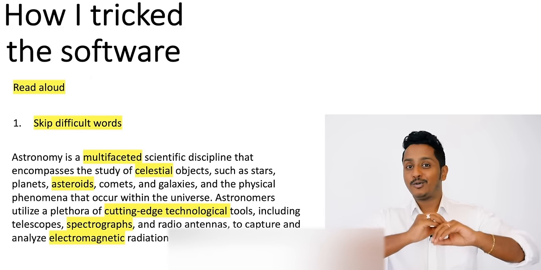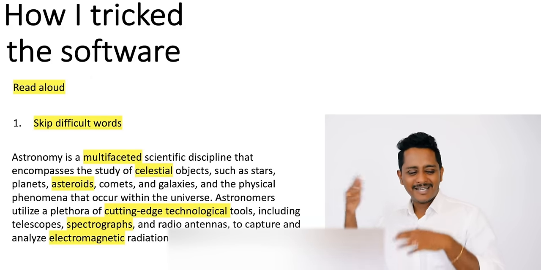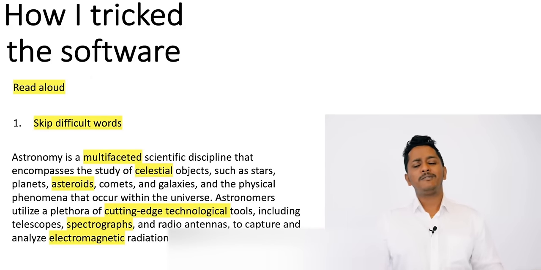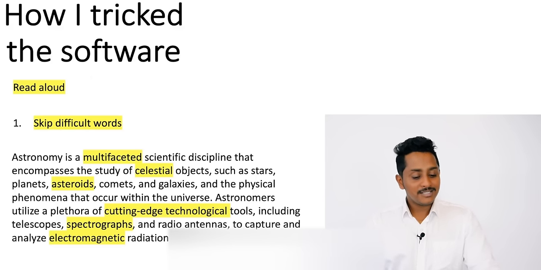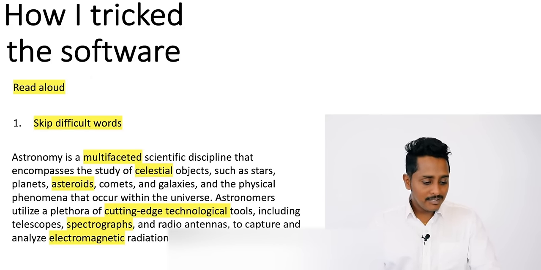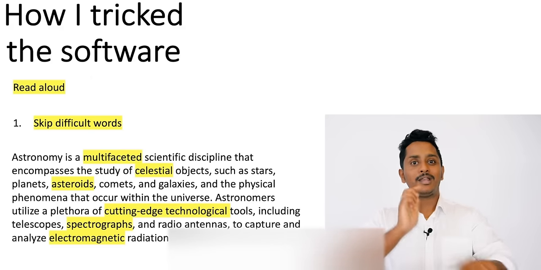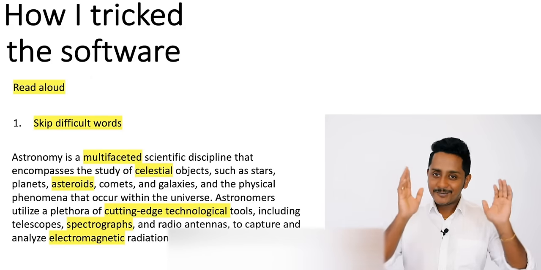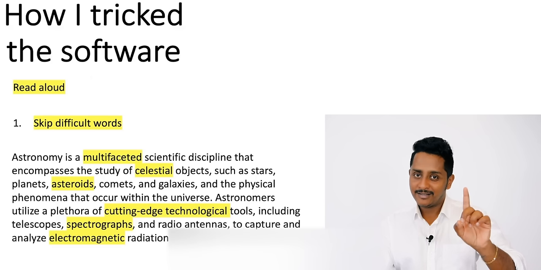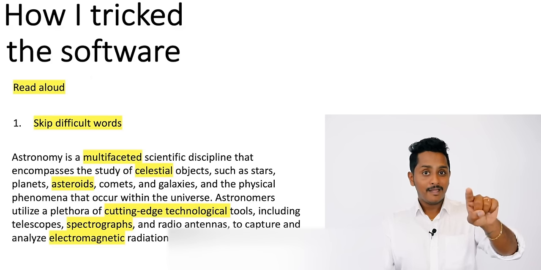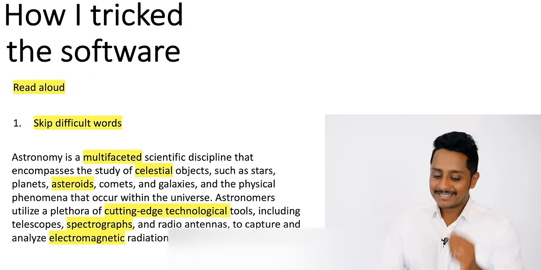What people do is they only watch my video halfway. They don't pay much attention when they listen. They listen to someone, and they understand: skip difficult words, it will work. And they skip the words. Astronomy is a scientific discipline that encompasses the study of objects such as stars, planets, comets, and they get 45 overall. They come back to this video and comment, this is not working. It will work, but you just have to listen to me carefully. So that's the hidden tip number one through which you can actually trick the software. Don't put in any effort, any difficult words you skip, but make sure you give that rhythm.